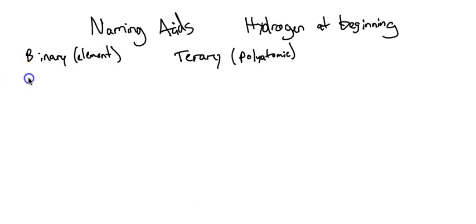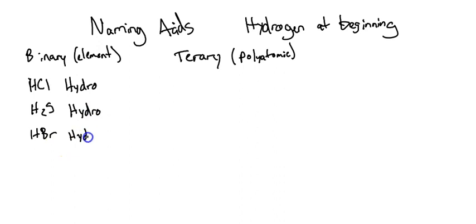So a few examples that we might see: HCl, H2S, and HBr. So if you have a binary acid, we'll begin with the name with the prefix of hydro. So all of these will have hydro, hydro, hydro. And then we're going to follow it by the root of the anion.